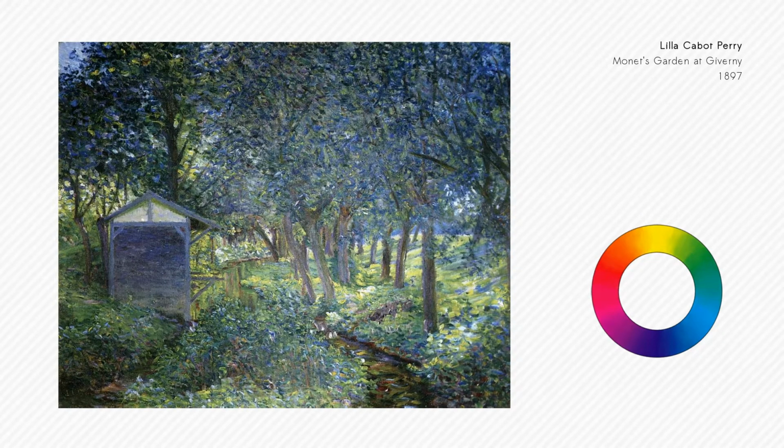We have reached our final example. This one is by Lilla Cabot Perry and is Monet's Garden at Giverny. I am in love with this painting at the moment. It really makes me feel so hopeful, and that's through the combination of mark making and the colour scheme.